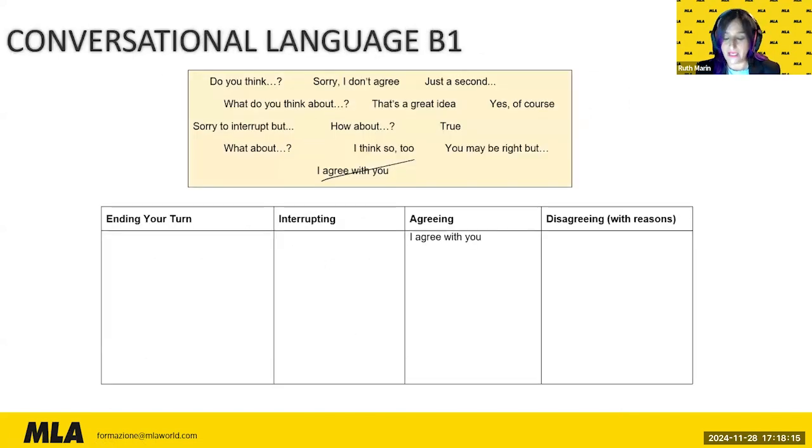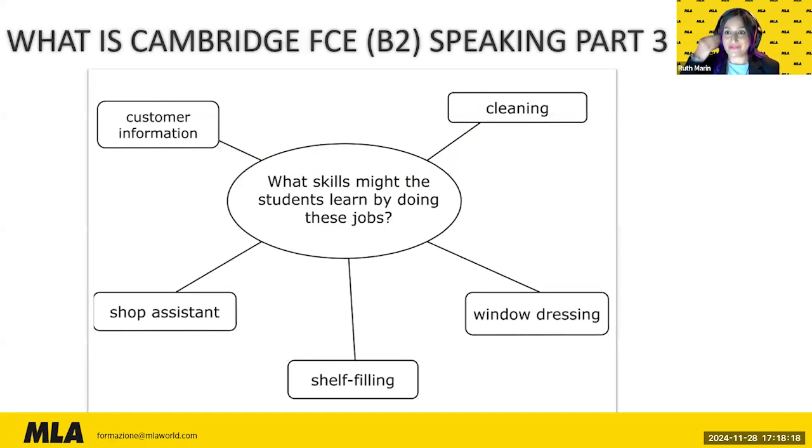Now, what can we do to prepare students to do this part fluently, to do it with confidence, to do it naturally? Because that's actually what Cambridge examiners are looking out for: authentic language, authentic communication, authentic interaction. So I'm going to give you some tips. This is all in the handout, remember?